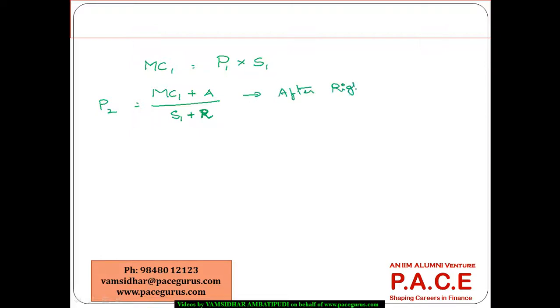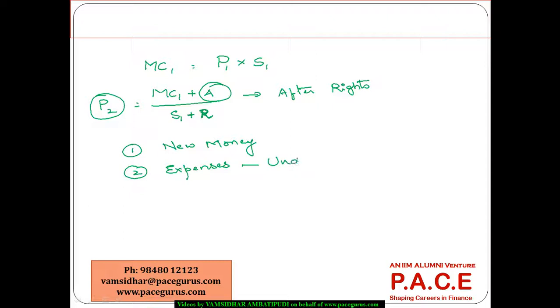Now, what would determine this P2? First thing, bluntly put, the new money that is raised is going to determine the P2. But along with that, there could be expenses which the company might have incurred to come out with this issue. In many cases, even this issue would be underwritten as well. So there are different kinds of expenses the company would have incurred in arriving at this particular issue.